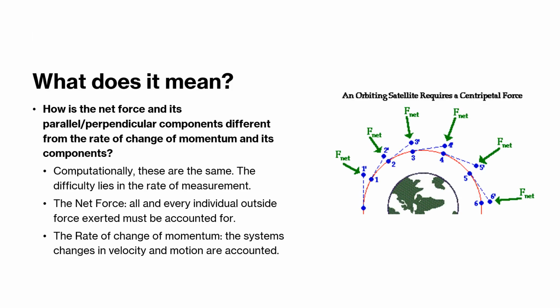So let's ask ourselves, how is the net force and its parallel and perpendicular components different from the rate of change of momentum and its components? Computationally, they are the same, and the difficulty lies in the rate of the measurement. For the net force, every individual outside force must be accounted for. However, the rate of change of momentum is more of an internal thing. The system's change in velocity and motion are accounted for.